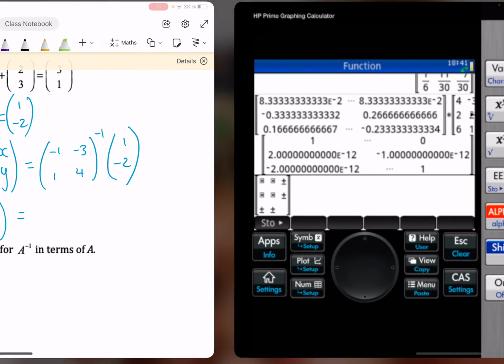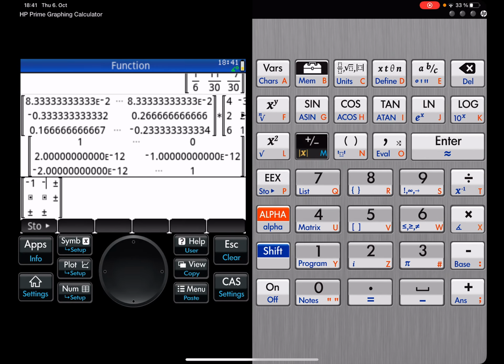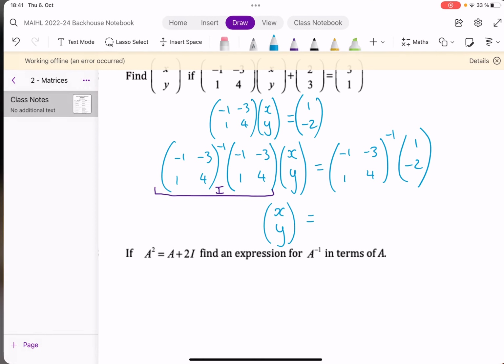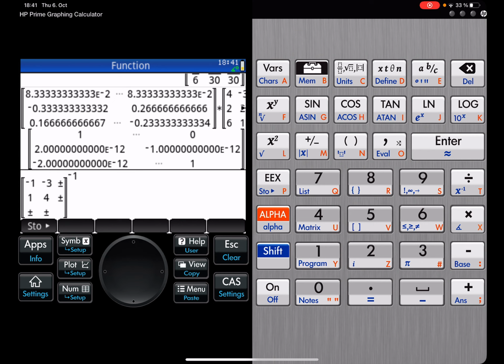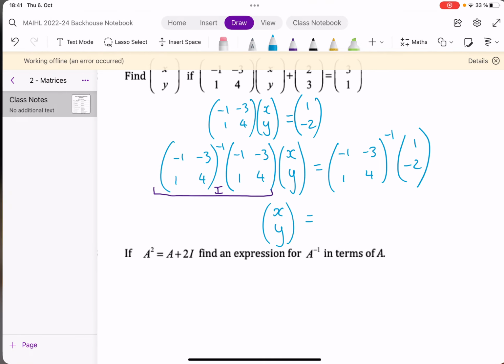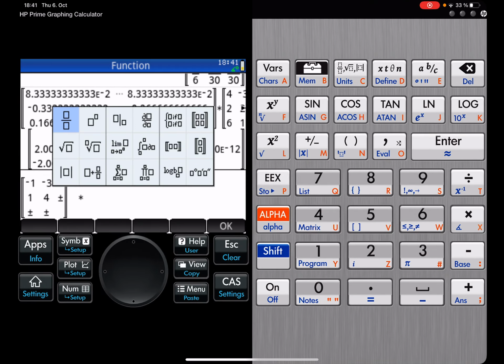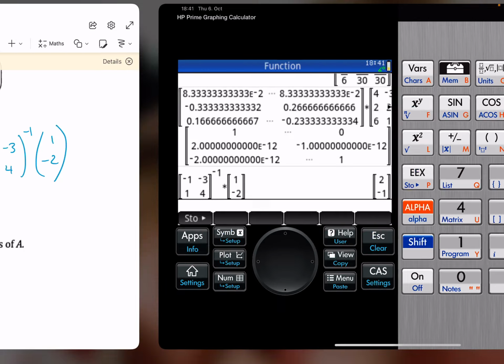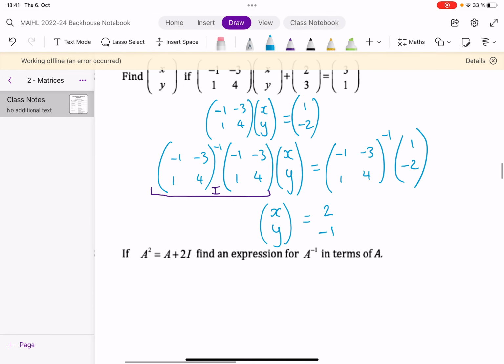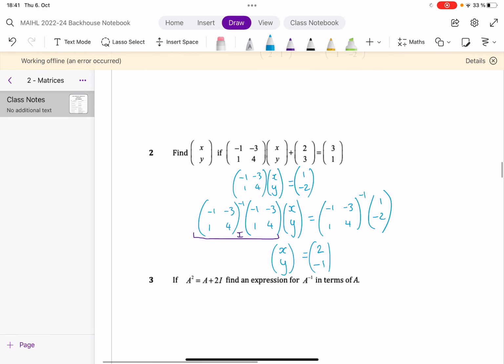So negative 1, negative 3, and then 1, 4. And that was the inverse of it multiplied by 1, negative 2. Okay, I'm going to go for this one here, 1, negative 2. There we go, so that's our answer, 2, negative 1. X is 2, y is negative 1.